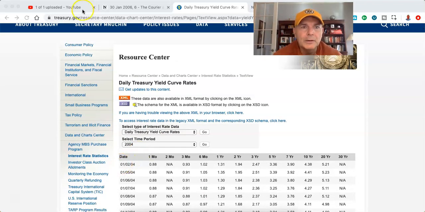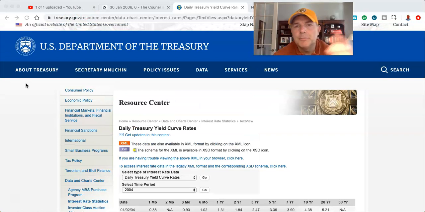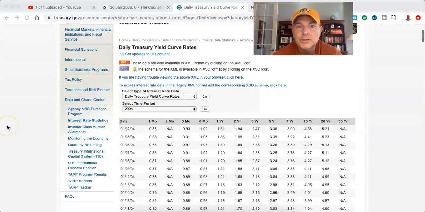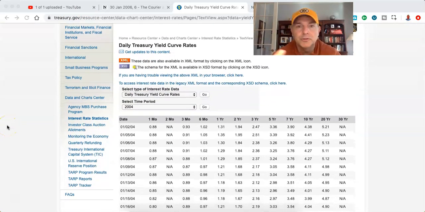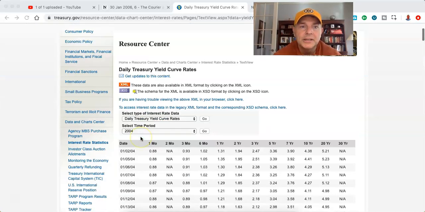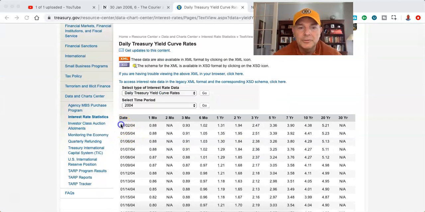Again, this is through the Federal Reserve Treasury.gov. You can just type in daily Treasury rates, Treasury.gov, yield rate curve, whatever you want to do, and you'll get this website. It's freaking awesome. I look at this all the time. So here we go to January 2004. So let's write this down.